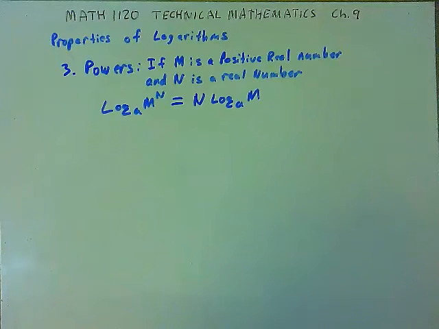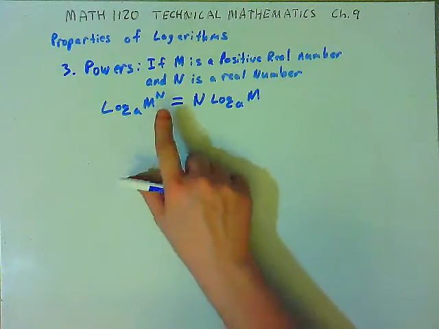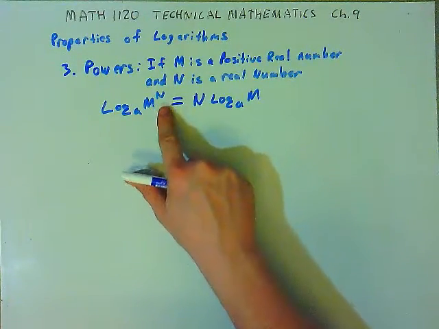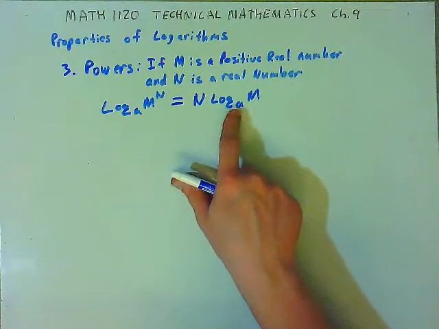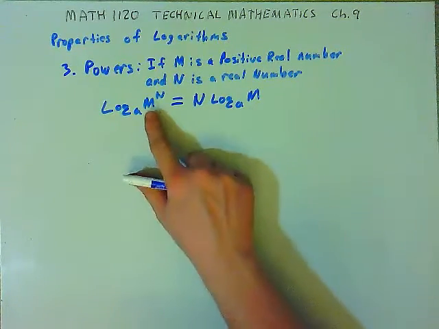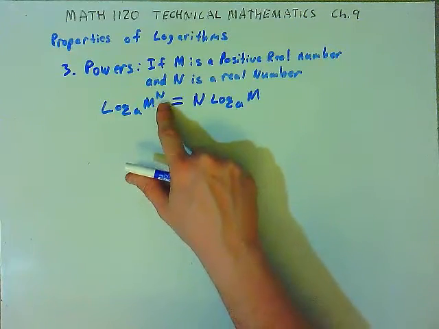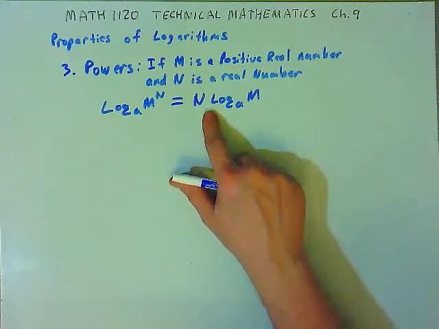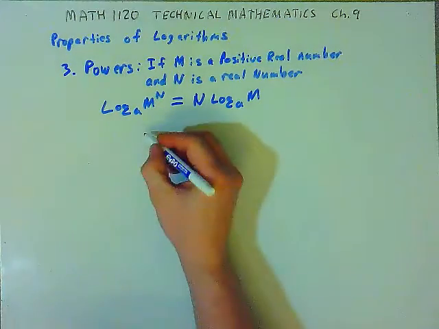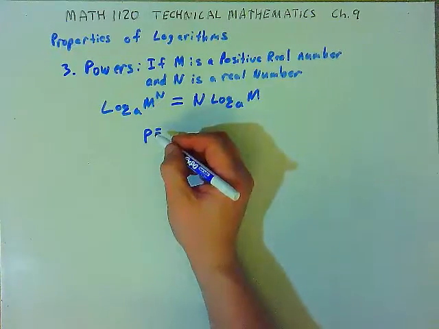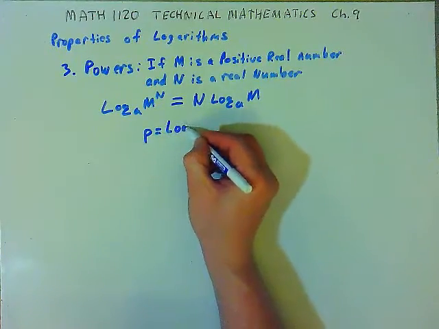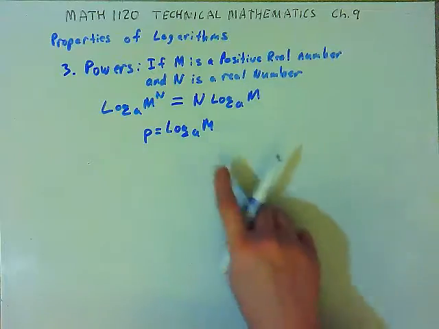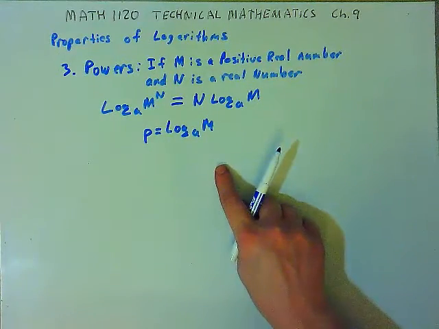This is the third property of logarithms. It's about powers, or exponents. It says that if m is a positive real number, and n is any real number, then if we take the logarithm base a of m to the power of n, that's the same thing as n times log base a of m. In other words, if we're taking the logarithm of an exponential, we can take the exponent out front and make it a multiplier. Okay, and so to prove this, we're going to say, let's let p be equal to the log base a of m. Okay, very similar to what we did before.